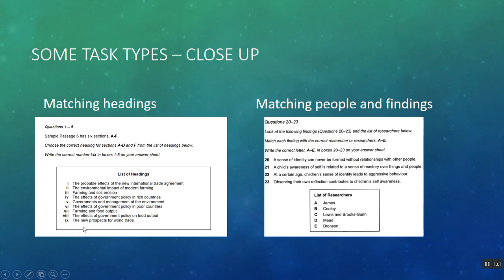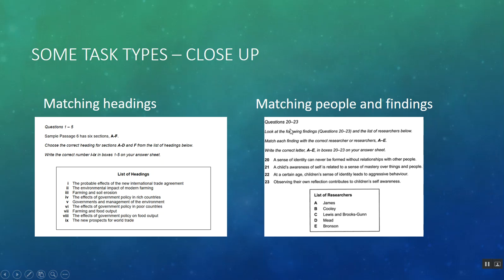These 2 examples are examples of matching. On the left you find an example of matching headings. You are given the sections from A to D and F, and you will have to choose the correct heading for the section A to D and F. You are given 9 headings, and you will have to choose among these 9 headings which best matches the sections of the passage you are given.